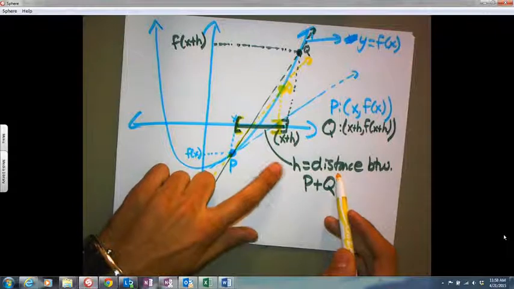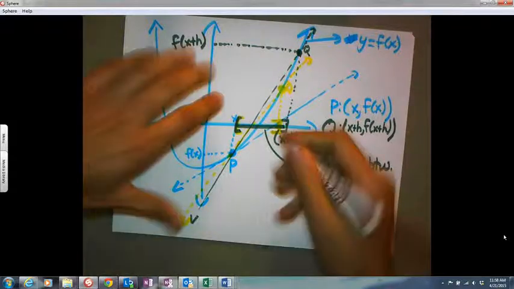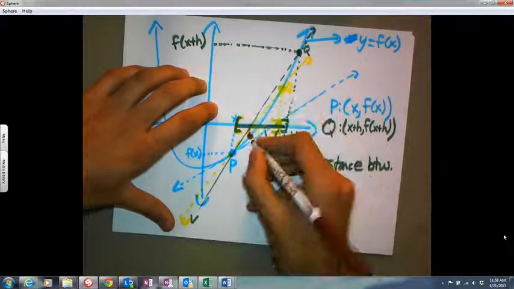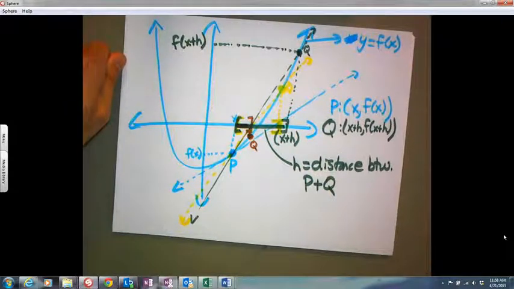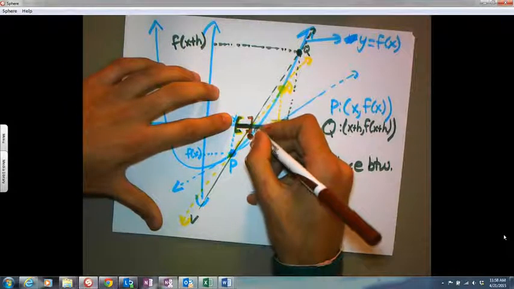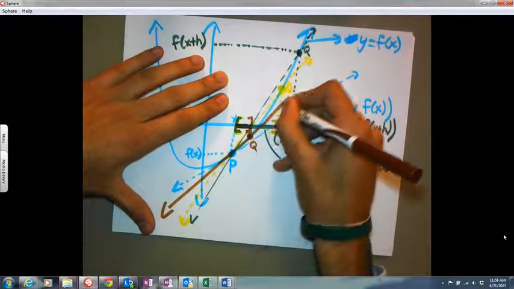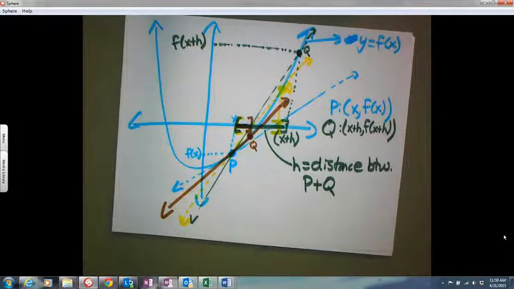Let's do another one. Maybe we could put Q right here. Maybe this is Q. The distance is super small, that's all the distance there is. The line is really close now. Brown is really close to light blue. It's almost the same slope. So what you're noticing is that as Q gets closer to P, in other words, as the distance between P and Q gets smaller, the approximation gets better.